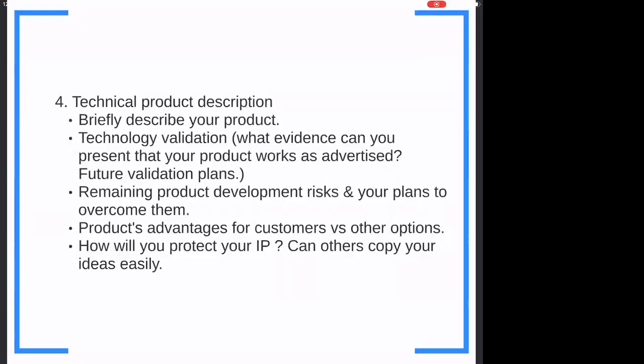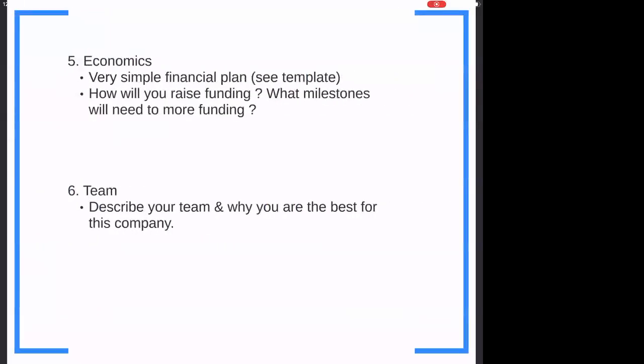For example, you're worried that it's too expensive for a customer segment. So if that's a risk, then you need to have a way to mitigate that risk. How can you reduce the price? Product's advantages for customers versus other options. So that comes directly from the value proposition portion of the canvas. If you have IP, how will you protect it? And you heard a little bit about this in the last 2 lectures. Can others copy your ideas?